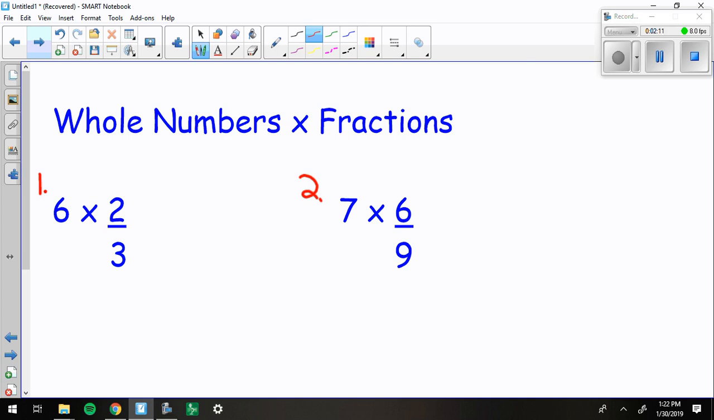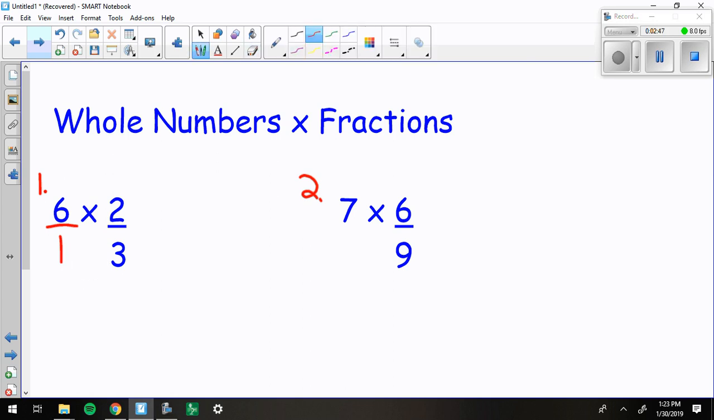Well, since 6 doesn't have a numerator or denominator, it's just a whole number, we need to change it a little bit. But we're not going to change the value. All I'm going to do is put this over 1. Because remember, a fraction is a division statement. It's a division problem. So what would give me 6 wholes if I divided 6 by 1? 6 divided by 1 gives me 6, my whole number. So it's just 6 over 1.